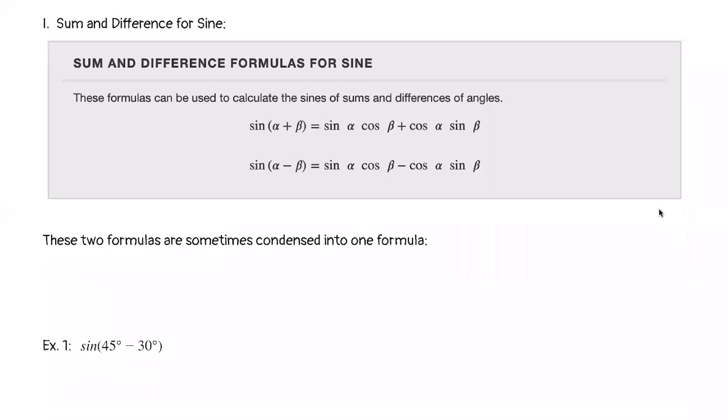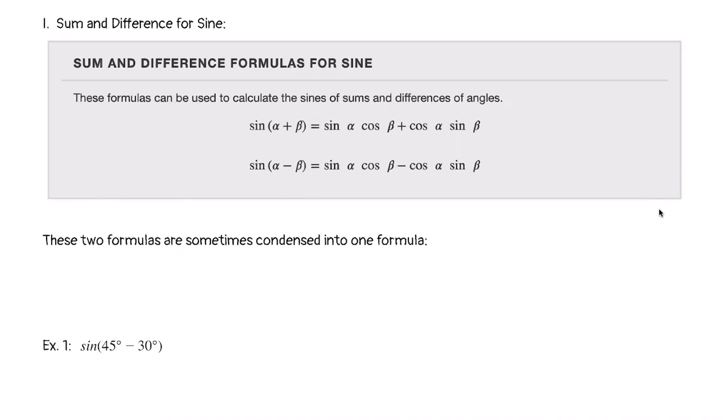So the first thing we're going to talk about is the sum and difference formulas or identities for sine, okay? These formulas can be used to calculate the sines of sums and differences of angles, all right? And so when we look at this, we've got two really similar looking formulas. So it's really important that we figure out how they're similar and how they're different.